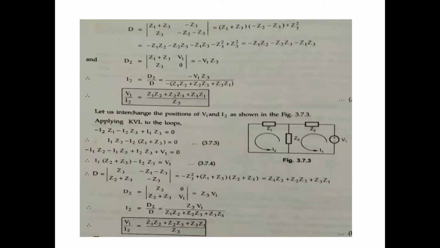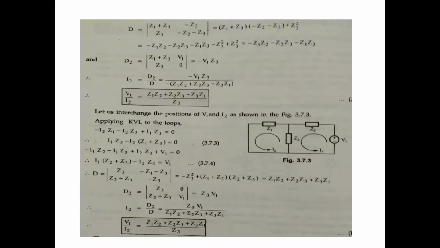Again, you write, applying KVL to the loops. I2 Z1, I2 Z3 plus I1 Z3, that is minus (I2 minus I1) Z3. You write directly I2 Z1 minus I2 Z3 plus I1 Z3 equal to 0. Here I1 Z3 minus I2 (Z1 plus Z3) equal to 0. This is one equation. The other equation, another loop.